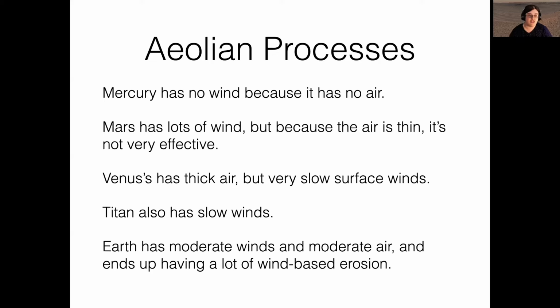Saturn's moon Titan is also in this category. A few of the lighter objects, Triton and Pluto, have atmospheres, but they're pretty thin, so aeolian processes are not a big deal. Mars has aeolian processes, but the wind is not as effective as it is on Earth.